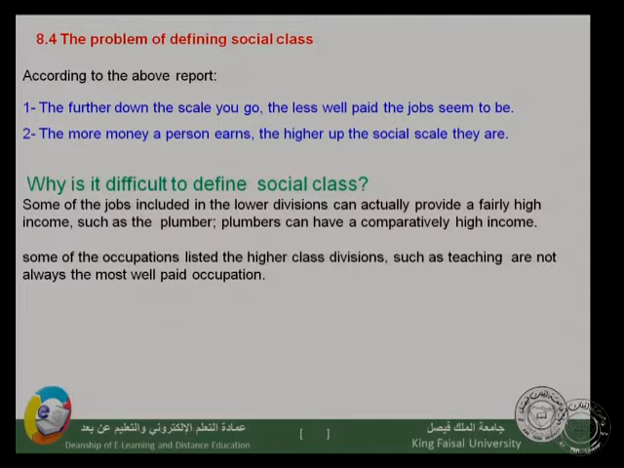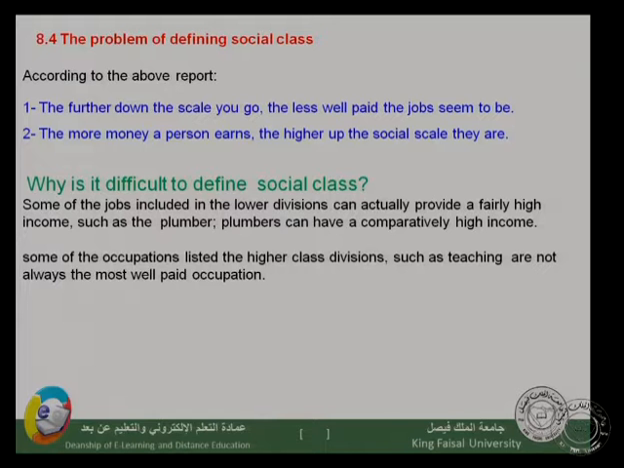According to this report, the further down the scale you go, the less well paid the job seems to be. So if you go down this report to class number 8, you will find that the further down the scale you go, the less well paid. There is no well paid job. Nobody is paying you a lot of money for being a cleaner. You will not earn a large amount of money because you work as a waiter or as a waitress.